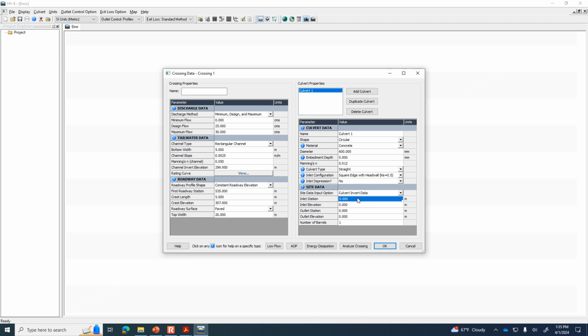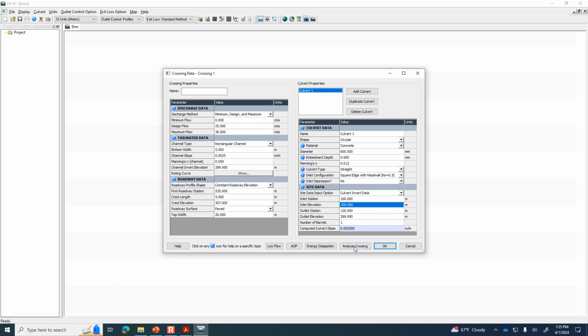Okay, inlet station. This is where we're going to tell it how long the culvert is. So inlet station 100, outlet station 120. Now we've told it the culvert is 20 meters long. Inlet elevation was 300. Outlet elevation was 299.95. From that, it's now calculating the slope. It's calculating the slope based on the length, which we defined with the inlet and outlet stations, and the elevation of both inverts, inlet elevation and outlet elevation.